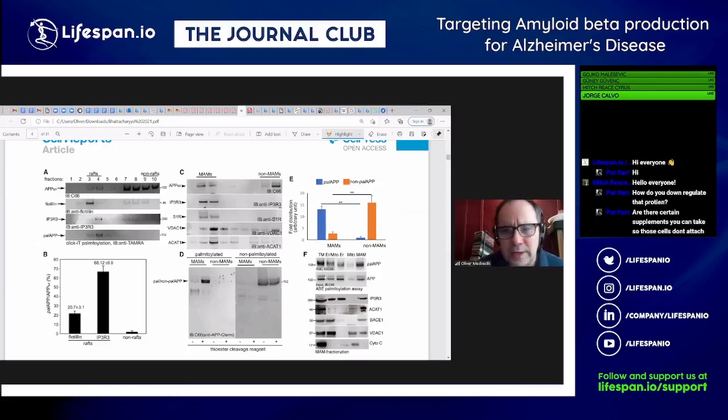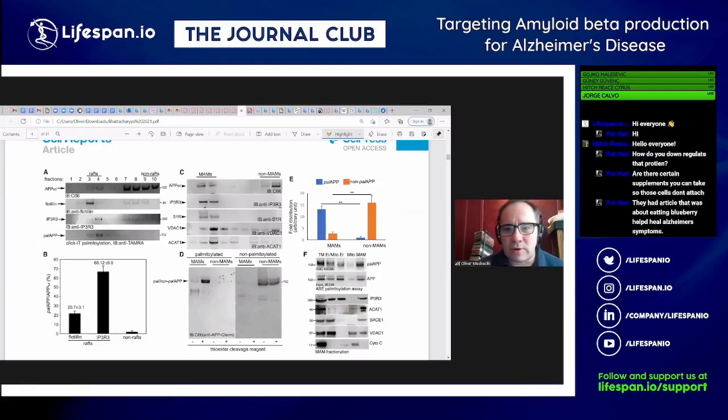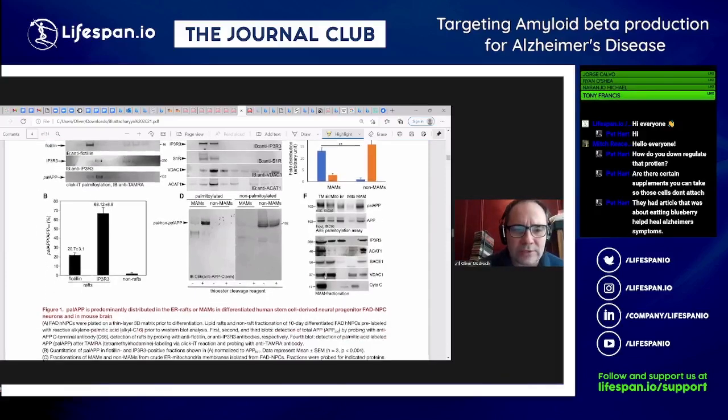The whole thrust of this paper again is implicating palmitoylated amyloid precursor protein versus non-palmitoylated amyloid precursor protein, and implicating the palmitoylated variant as the one that's going to be processed later for amyloid beta secretion. In figure one, they do studies in differentiated human stem cell derived neural progenitors with an FAD, familial Alzheimer's disease, background, and also mouse brain extracts, which is in subfigure 1F.